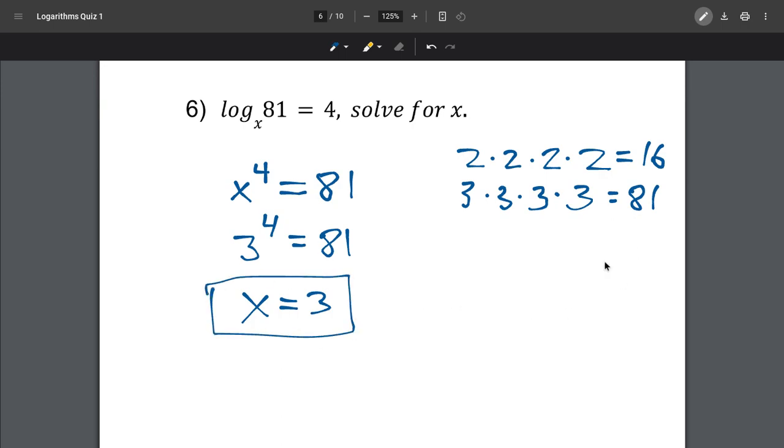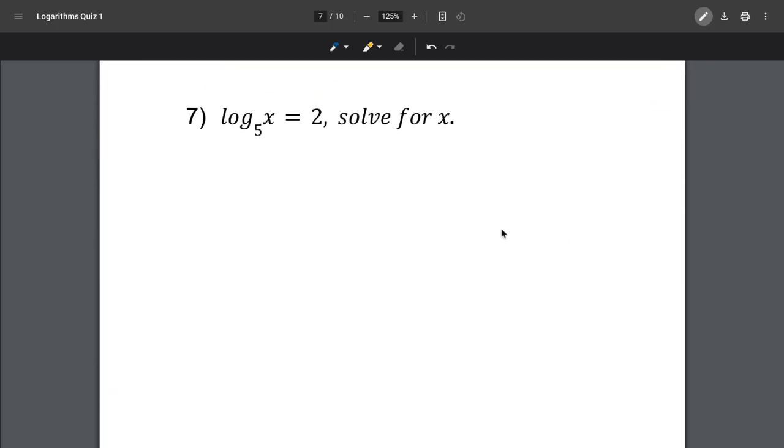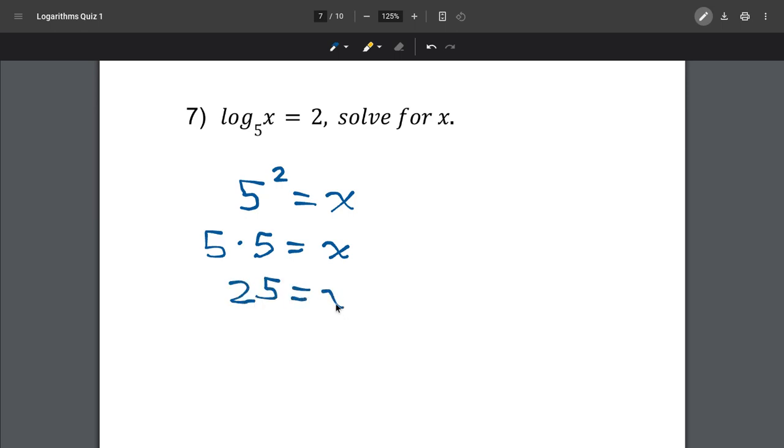Okay, let's try another one. Problem 7, log base 5 of x equals 2. Solve for x. So again, we'll write this in exponential form. So we'll do the base 5 to the power 2 equals x. 5 to the second power is 5 times 5. Another way you might hear that being phrased is 5 squared. So 5 times 5 is 25. 25 equals x.